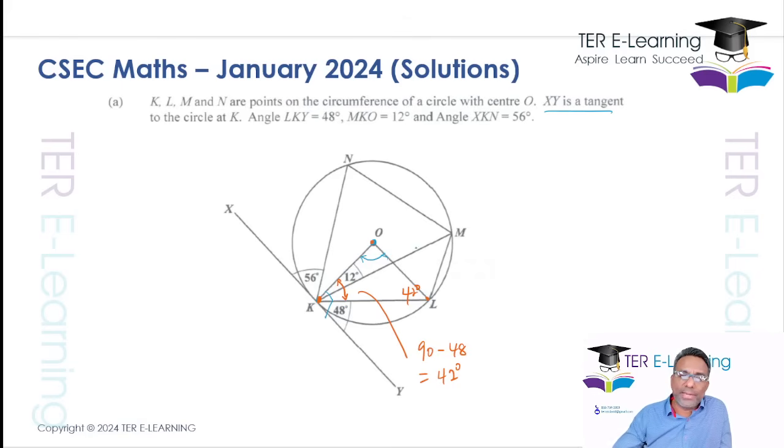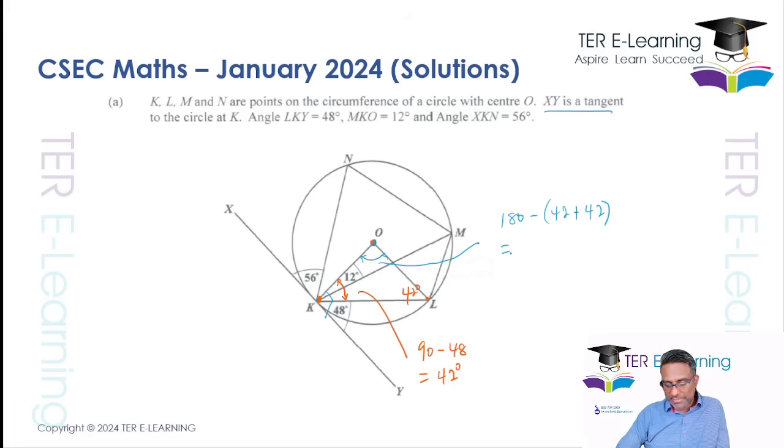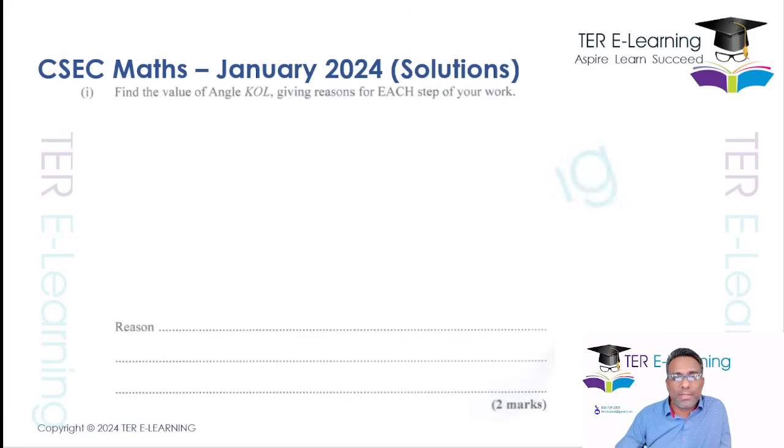So KOL, that's this angle here, is simply going to be 180 minus 42 plus 42, right? So that's 180 minus 42 by 2, and that's going to be 96 degrees. So that's my angle there. That makes sense, right? Now they want reasons and all of that. So that's basically what I said there.